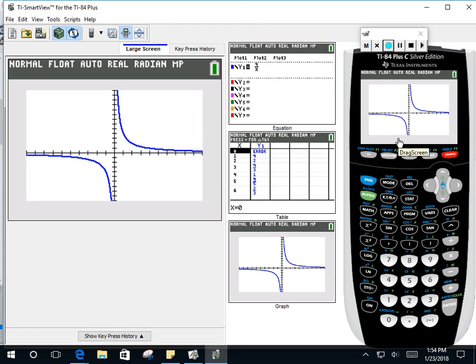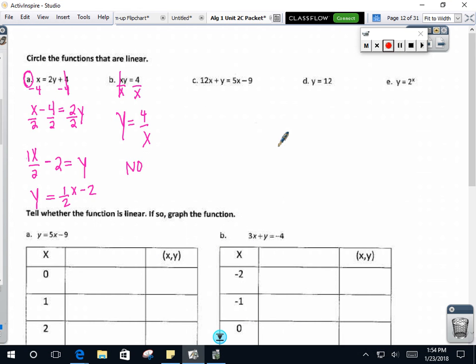That's just what a rational equation looks like. It has two different parts. You'll learn it later. Okay, so this one's a no. What about C? Well, why don't you attempt to get it in slope-intercept form, and then you'll know.